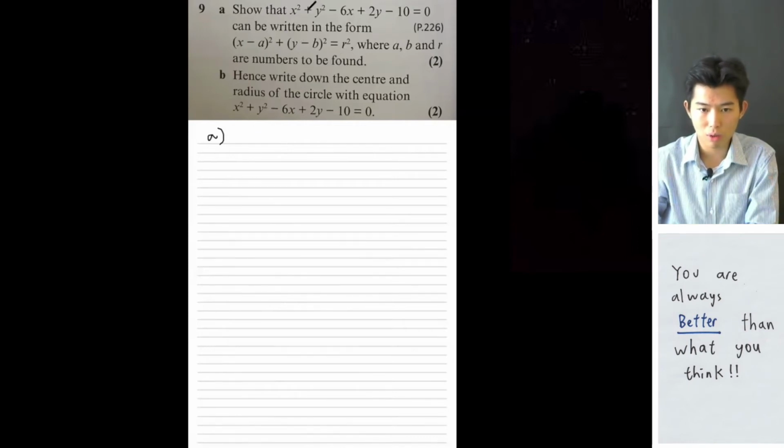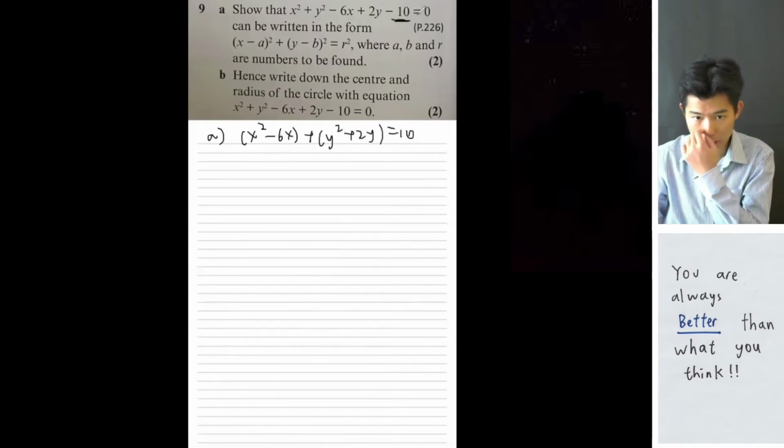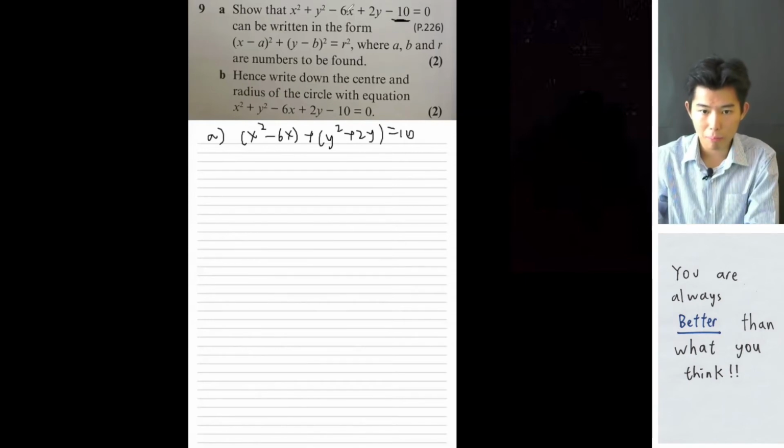Okay, so basically all you have to do is to make it into two parts. What does that mean? So x squared minus 6x plus y squared plus 2y equals 10. I basically move this value to the right, and x squared minus 6x would be here, y squared plus 2y would be here. So from there we have to do the completing the square in order to write it into this form here.